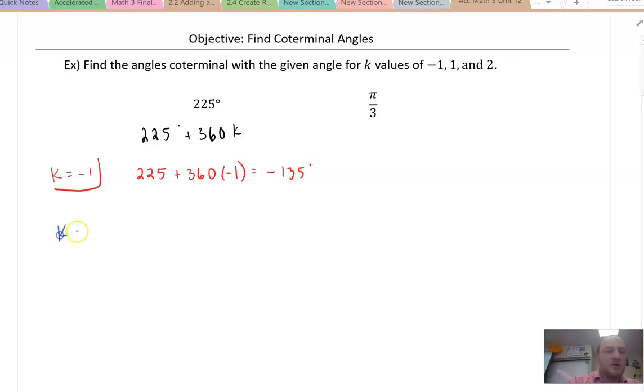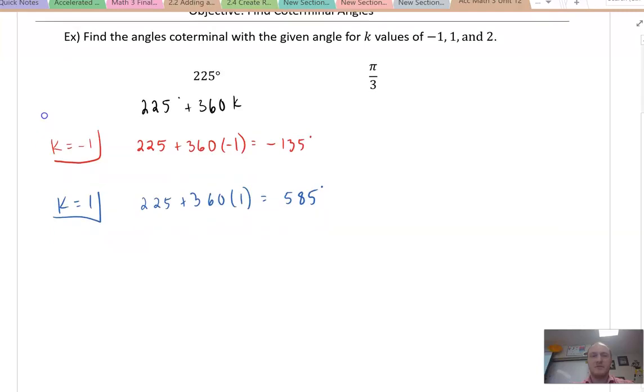Okay, they say, what if k is equal to 1? So I have 225 plus 360, where k is 1. That doesn't change the 360 at all. I'm just adding a revolution, and we get 585 degrees. Very, very straightforward, right?